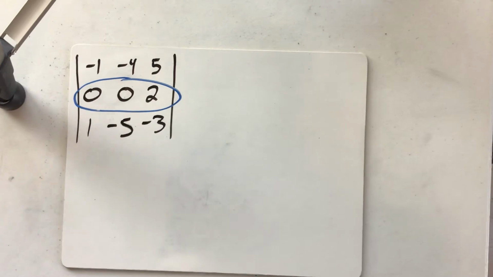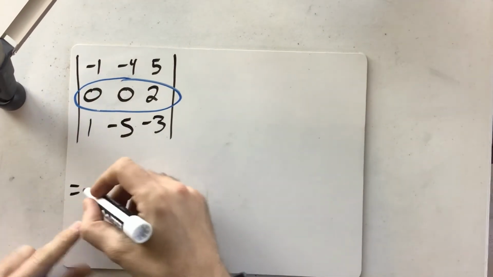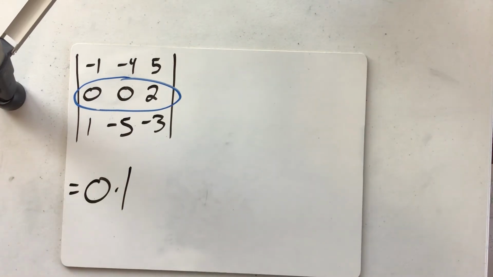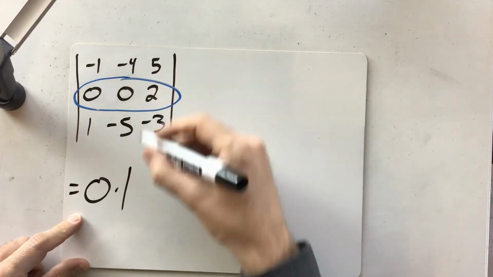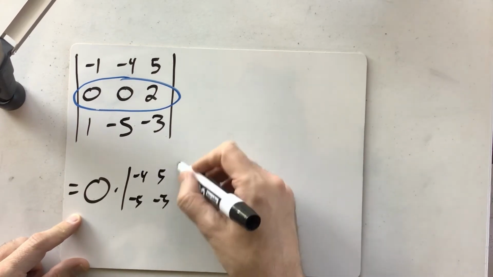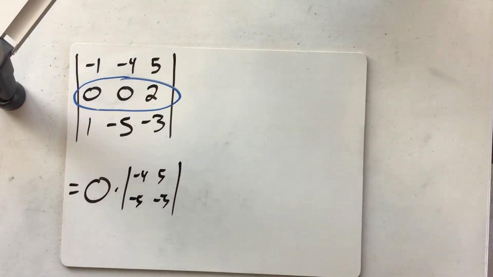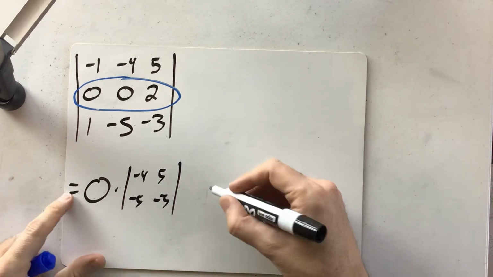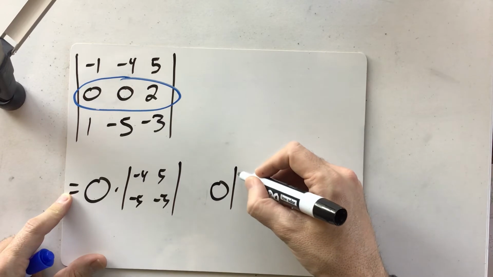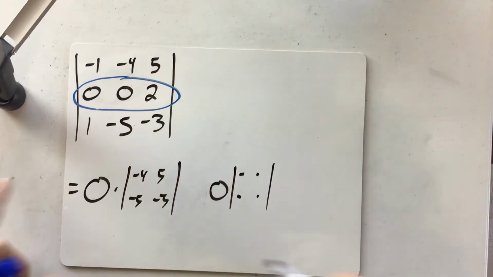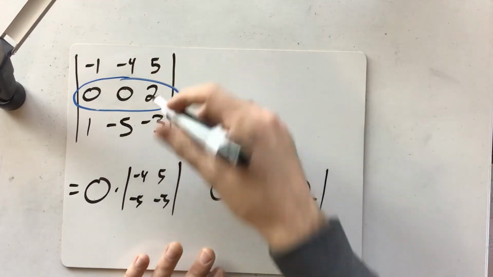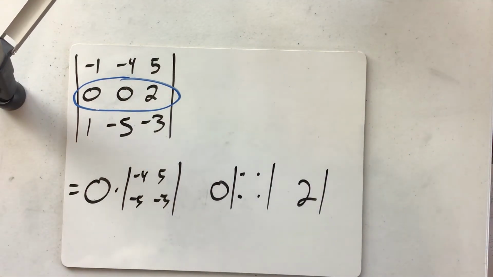So my answer that I get is going to be 0 times a determinant. And you know what? We could figure these numbers out. It looks like the numbers are negative 4, 5, negative 5, negative 3. But notice, it actually doesn't matter what those numbers are. Okay, and then our next one is going to be 0 times, tell you what, let's just put some dots here because it doesn't matter what those numbers are. And then finally we'll have 2. The 2 is the one I have to think about because it matters.